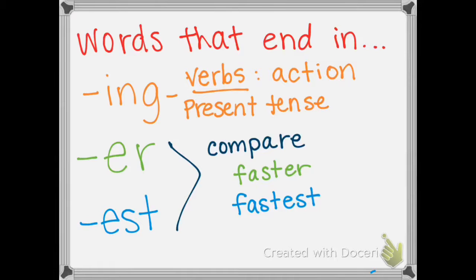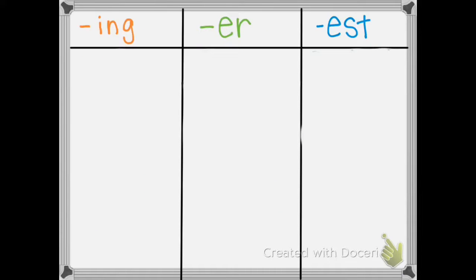Okay? So when we're making this list of words on the next slide, I want you to be thinking about when I do the ing, how all the words are things that you can do, verbs that you're doing at the moment. And then I want you to think about the er and the est and how the words that we write can compare different things.